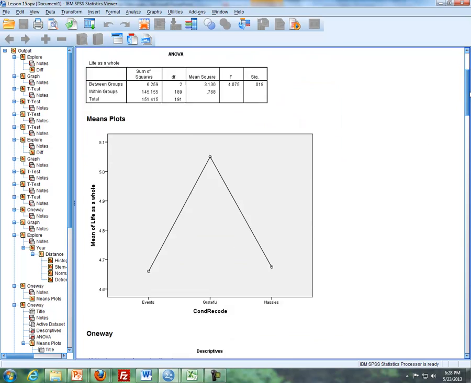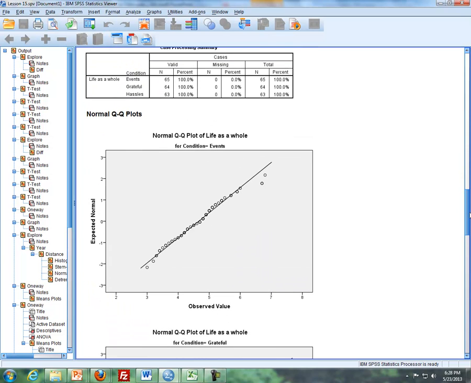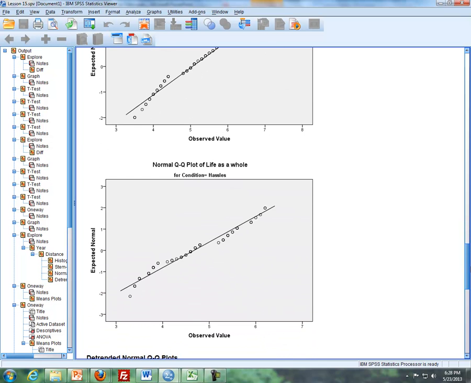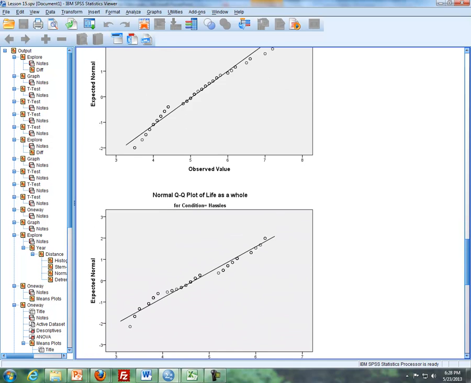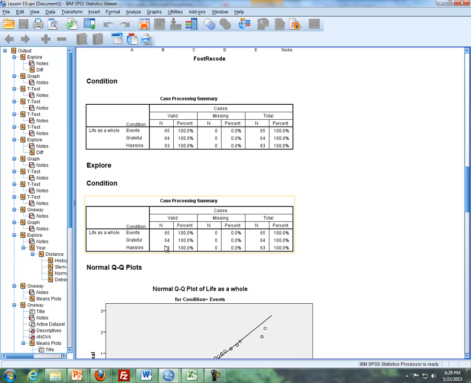With the QQ plots, here's an example of 3 QQ plots down here for the events group. That looks fairly normally distributed. The grateful group as well as the hassles group, they all look pretty good in terms of being normally distributed. The sample sizes are all fairly large, so we can use the central limit theorem to say that the distribution of sample means is normal.